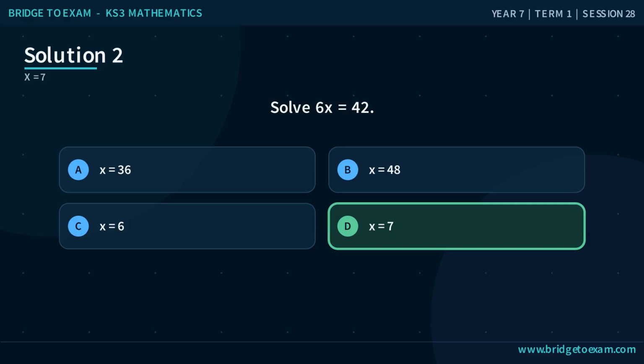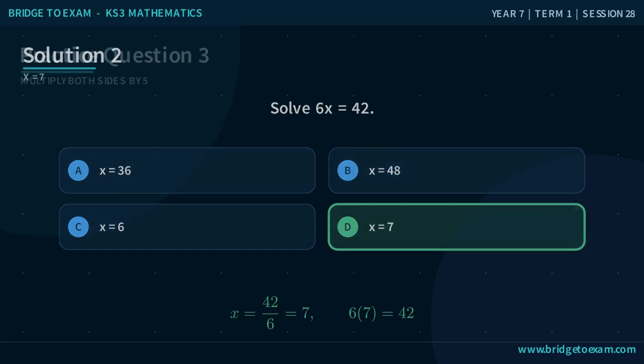Option D is correct. x equals 7. Divide both sides by 6. 42 divided by 6 is 7, and 6 times 7 checks back to 42.